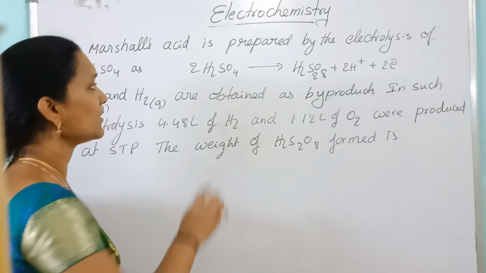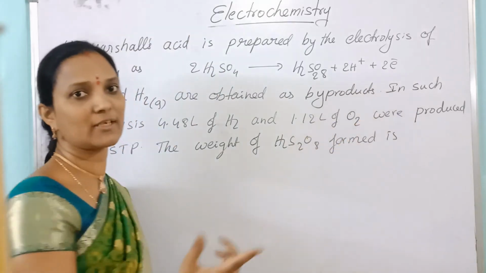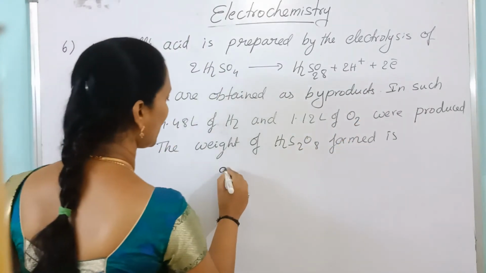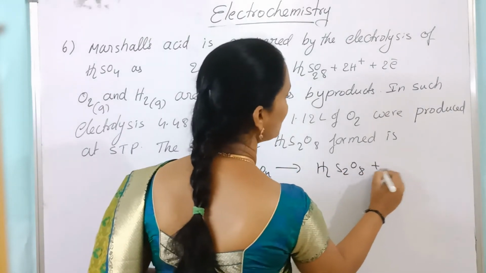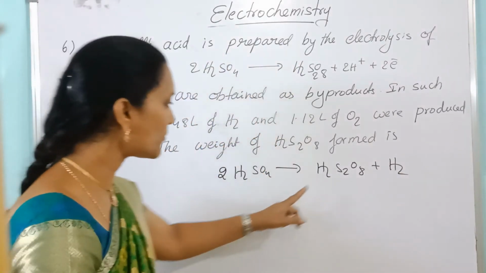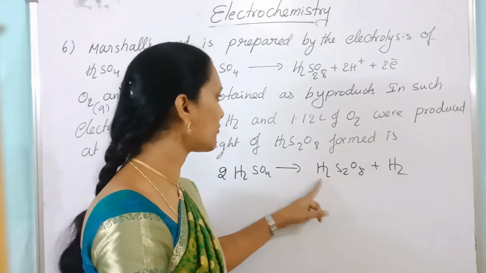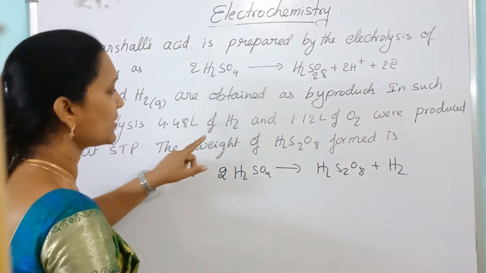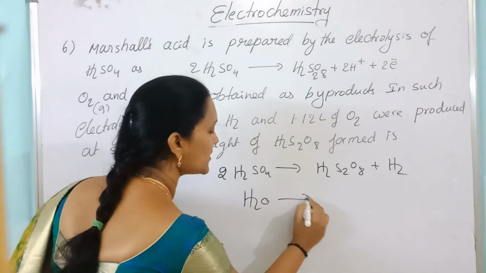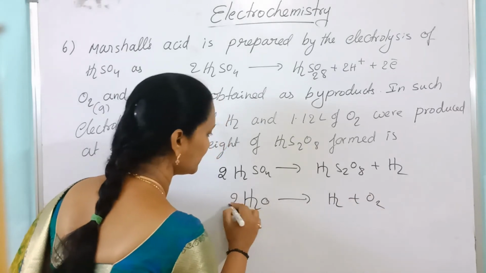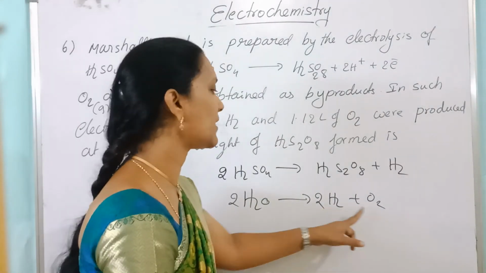So here, see this reaction: H2SO4 changes to H2S2O8 plus 2H plus 2 electrons, H2 gas. So the given reaction is 2H2SO4 gives H2S2O8 plus H2. Nothing but the number of moles of H2 formed is equal to the number of moles of Marshall's acid. Not only this reaction, along with this, oxygen is also released. Nothing but H2O changes to H2 plus O2.